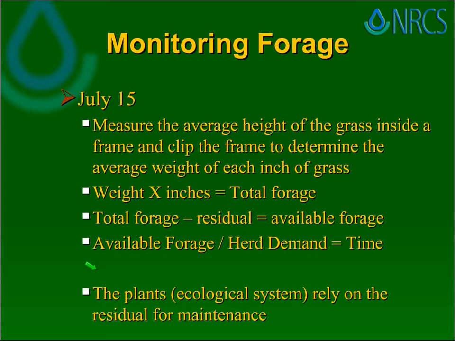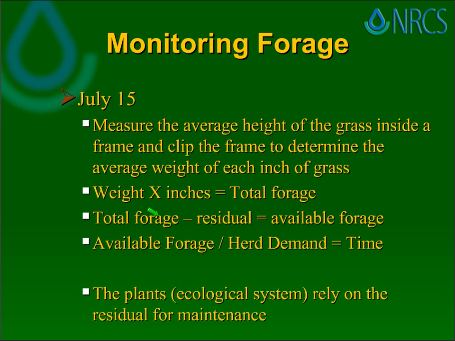Here's a quick run-through of how we use that Robel pole. The range conservationist or the conservation office, or the extension office, can help you to get a frame for your area. But basically what we do is use a frame and randomly select areas out there, use the Robel pole to measure the inches, and then use the frame to clip inside those frames to get a weight. So we collect the biomass, dry that out if you want to, and figure out what the total forage or biomass is out there for that pasture or that area.